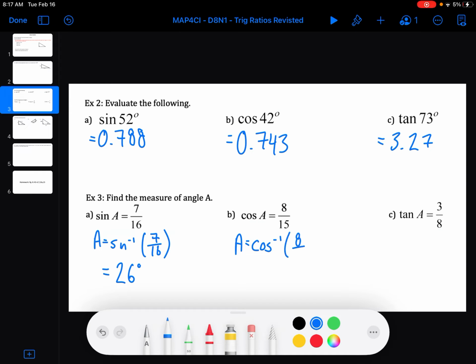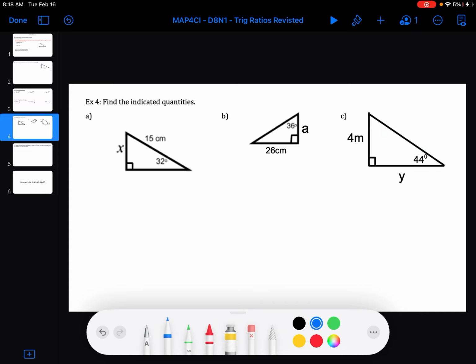Okay. You wouldn't have to put this first line typically. I'm just doing it to show you exactly what I'm doing in the calculator. So 8 divided by 15, and then we're getting this to be 58 degrees. Whenever you're finding the angle, you're always doing the second function. All right, so you need to be able to get those in your calculator. If you can't, you have to practice.